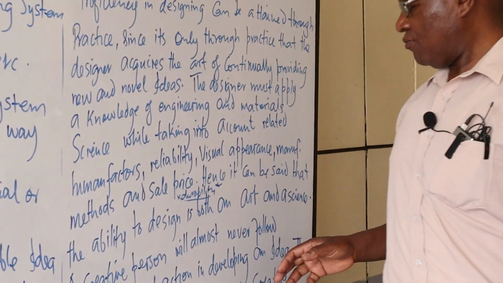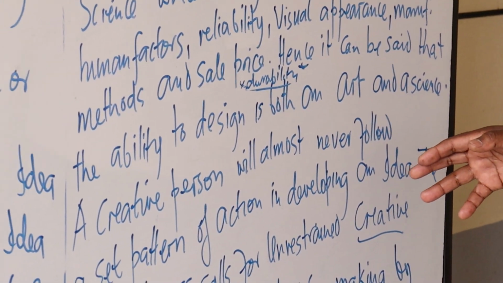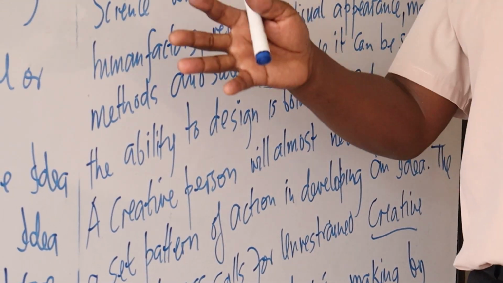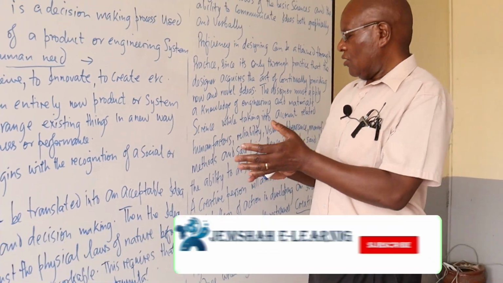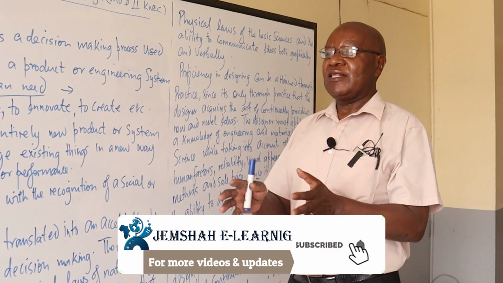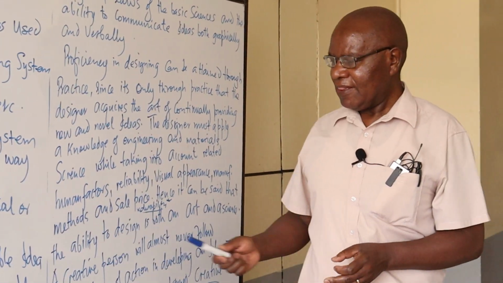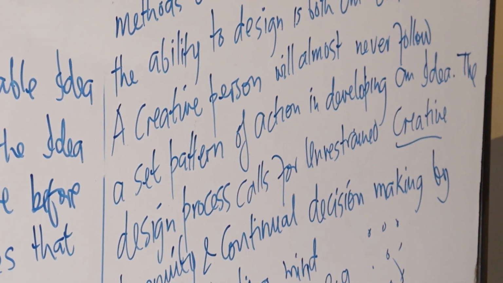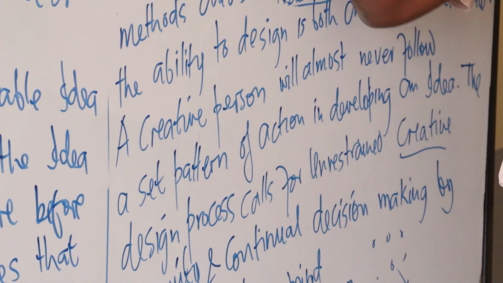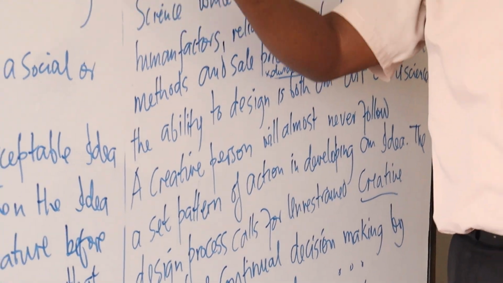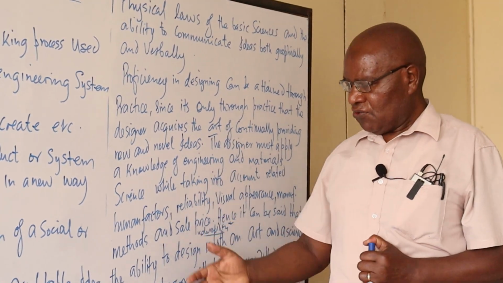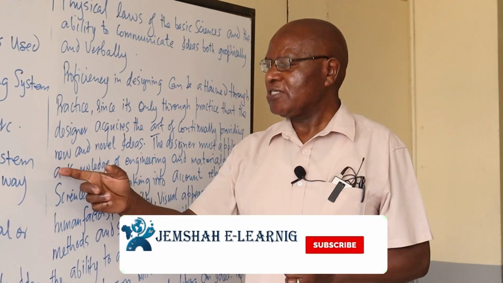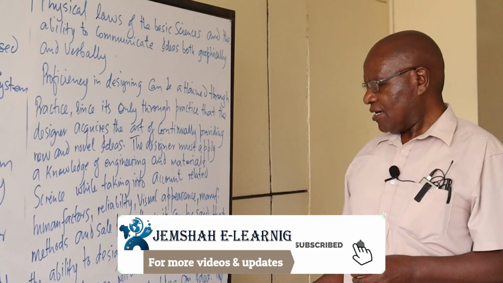Now, the ability to design is both an art and a science. Whatever you are making, the art, the way it appears, will create the market for you, and also its functioning, which is where the science comes in. And then you should know that a creative person will almost never follow a set pattern of action in developing an idea. There are other people who have done some things before us. When you read about them, if you are really creative, that will only be a guideline, but you do not follow the same way, especially if you want a new and novel something to come up.